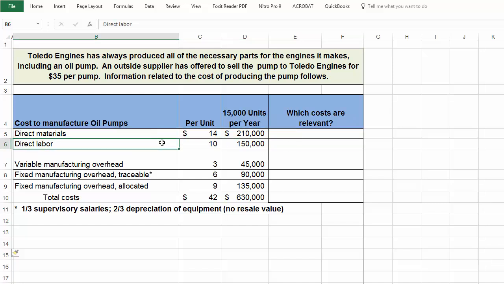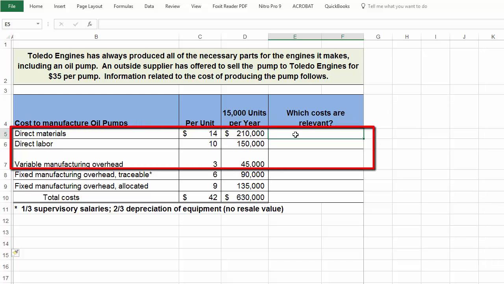Direct materials, direct labor, and variable manufacturing overhead are variable with respect to production, meaning if we don't produce these oil pumps, we will not incur those costs. But if we do produce them, we will incur those costs. So if we buy the oil pumps from the outside supplier, then we will avoid the variable manufacturing overhead cost and the direct material costs and the direct labor cost. Therefore, these first three types of cost are relevant because they are avoidable.